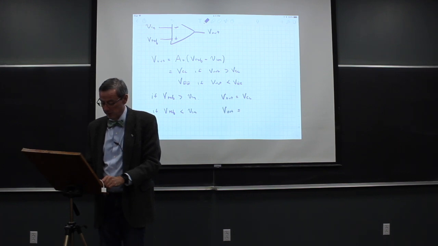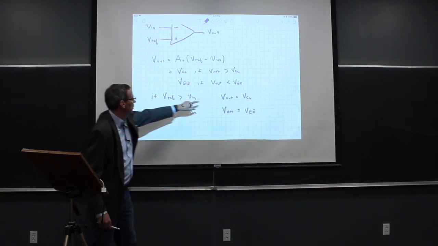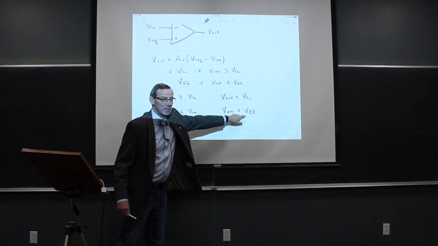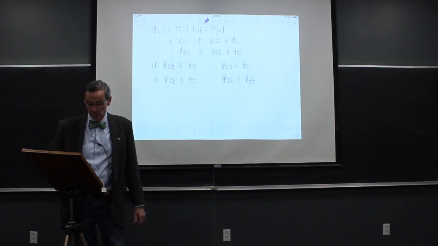V out will be VEE. So here's the two conditions. V in smaller than the reference voltage, we get the positive output signal. V in bigger than the reference voltage, we get the negative output signal. Two rails there.